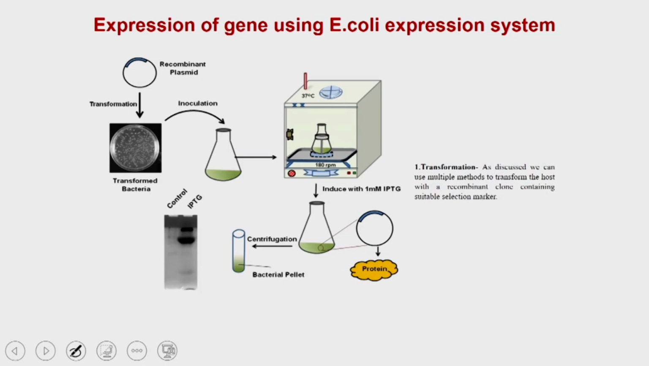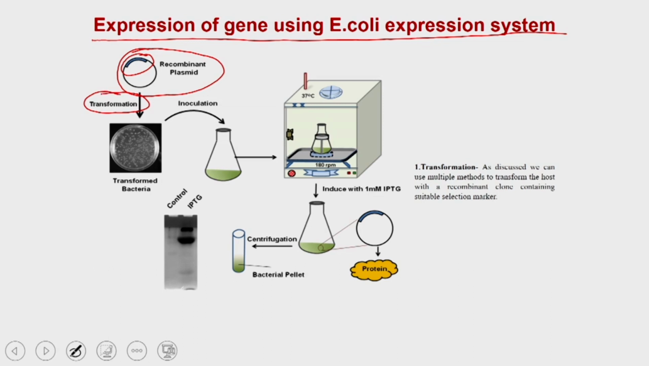Now, let us discuss how to express the gene using the E. coli expression system. What are the different steps? In step 1, you are going to produce the recombinant plasmid which contains your foreign gene. The first step is transformation, which means you deliver this recombinant plasmid into the bacterial system, and then you screen for your transformed bacteria.